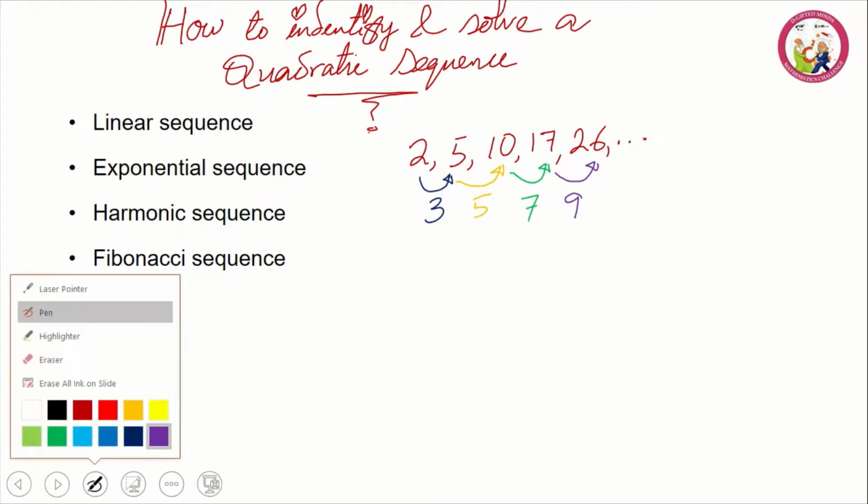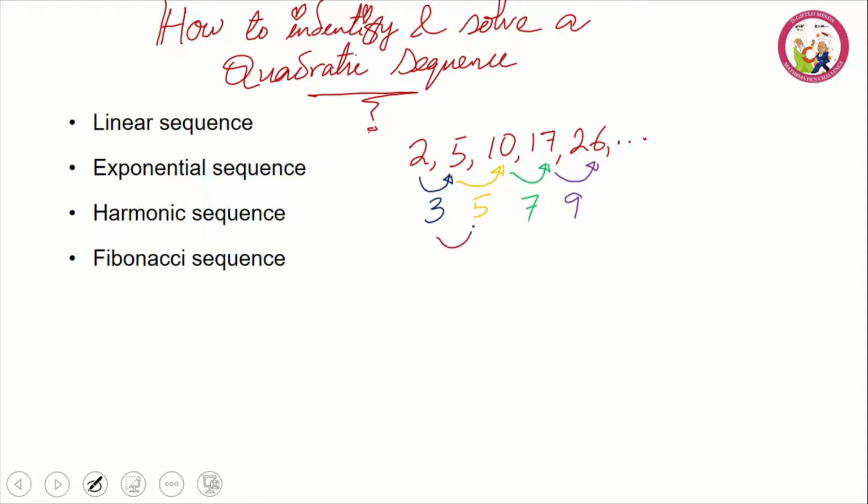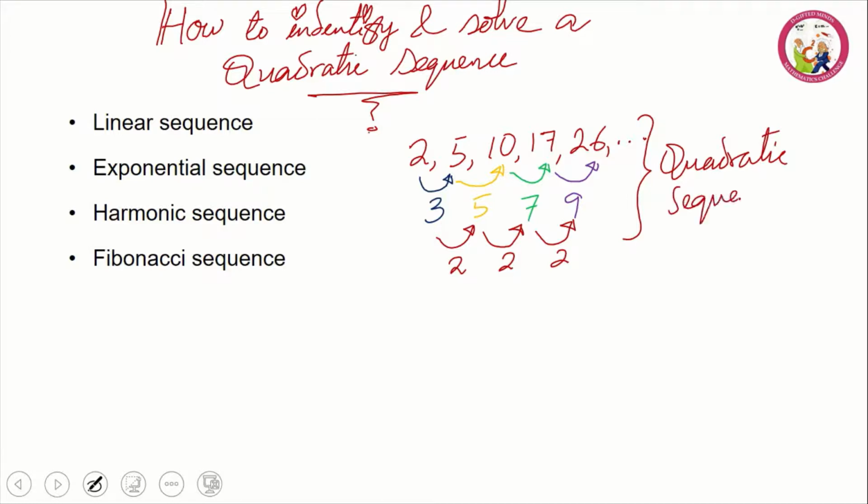So with this, you would notice that there is a second common difference of 2, a second common difference of 2, and a second common difference of 2. So whenever you see that a given sequence has increasing or decreasing first differences with a second common difference, such a sequence is referred to as a quadratic sequence. All right, so this is how to identify a quadratic sequence.